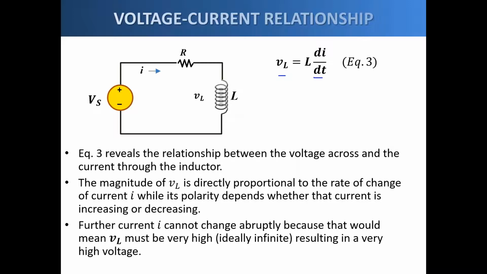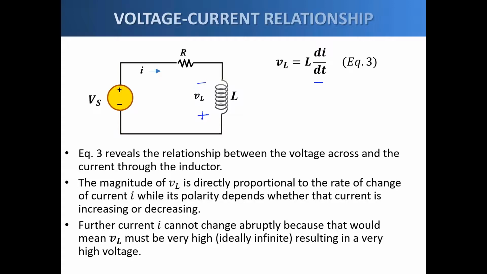It also tells us the polarity of the voltage. For example, if the current is increasing, that means that di/dt is positive, and therefore the polarity of V sub L will be plus here, minus there. Also, if the current is decreasing, that means that the slope must be negative, and therefore the polarity of V sub L should be minus here and plus there.